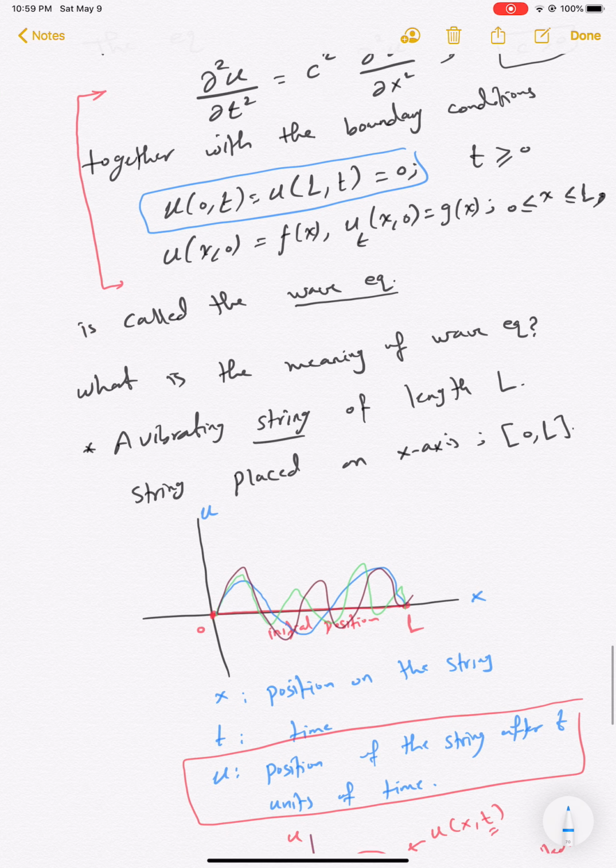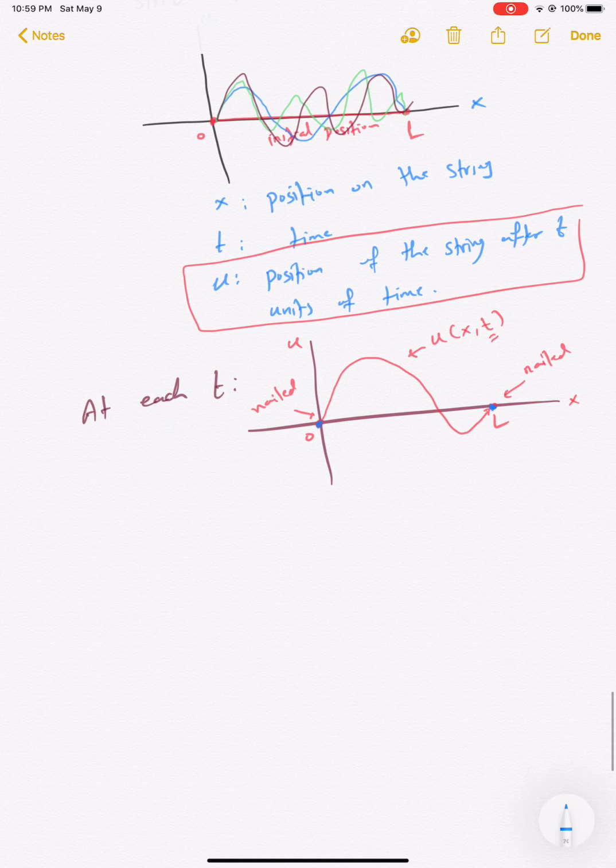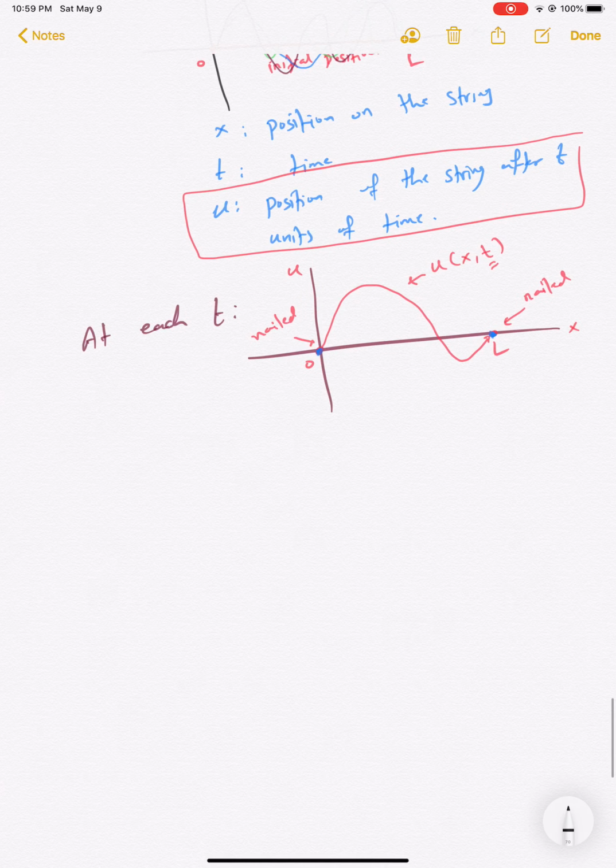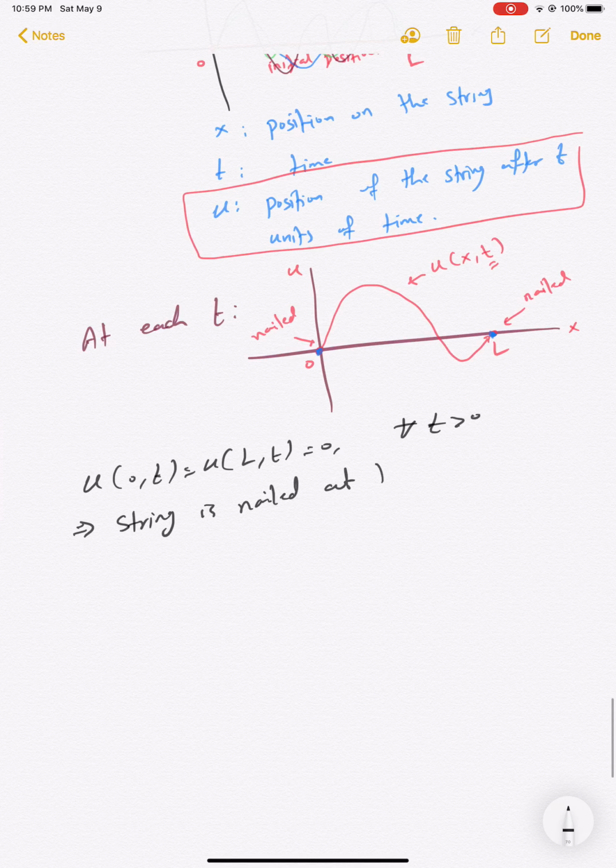Then u of x, 0 equals f of x, u sub t of x, 0 equals g of x. What does it mean? So again, u of 0, t equals u of l, t equals 0 for all t bigger than 0. This means that the string is nailed at the endpoints. Okay, we agreed on this.